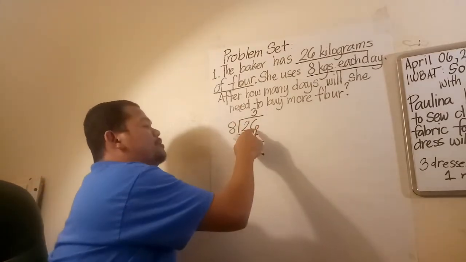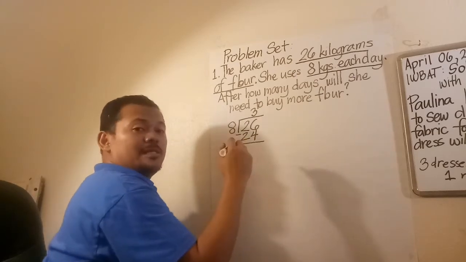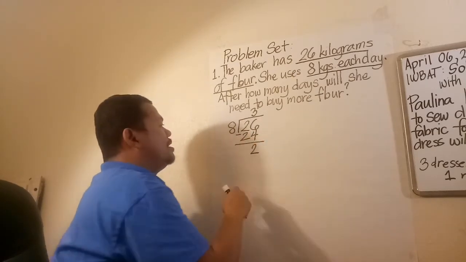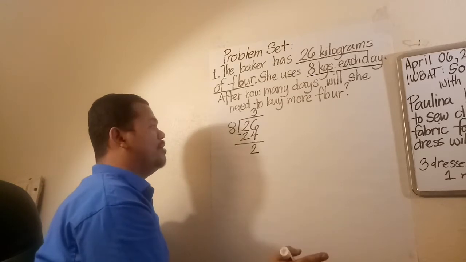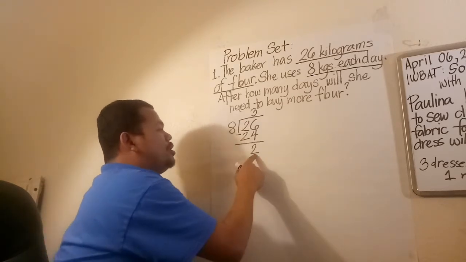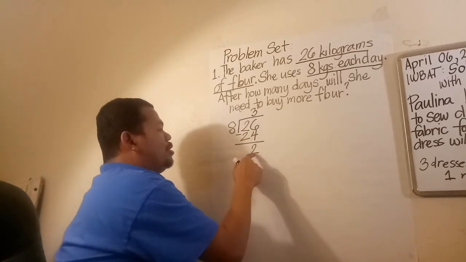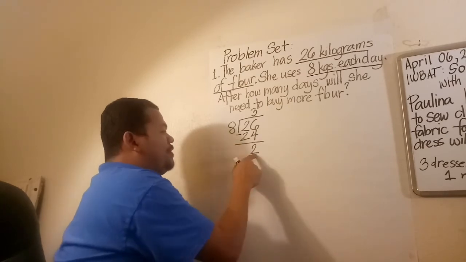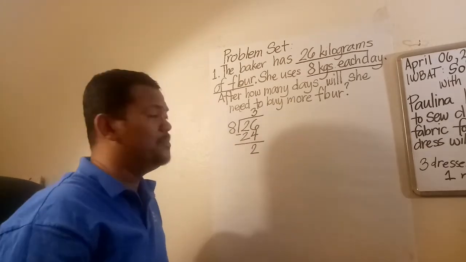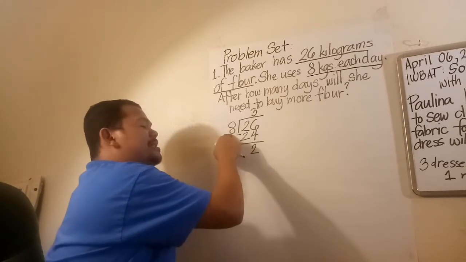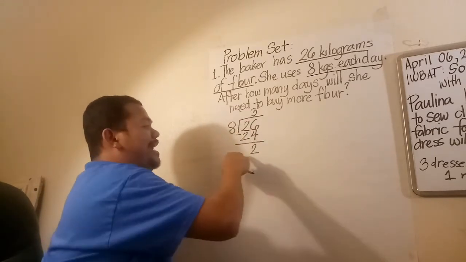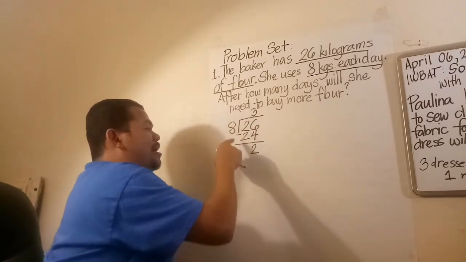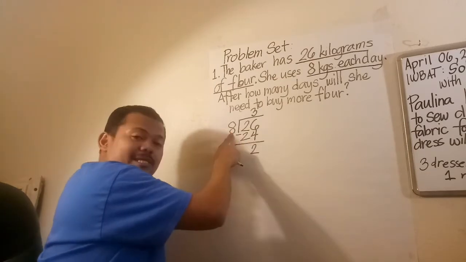Okay, 6 minus 4 equals 2. Very good. 2 minus 2, it's 0. Okay, now we got here 2 again. Let's divide 2 by 8. 2 divided by 8. Can we divide it? No. 2 divided by 8 can't be. So we can't divide 2 by 8 because 2 is smaller than 8.